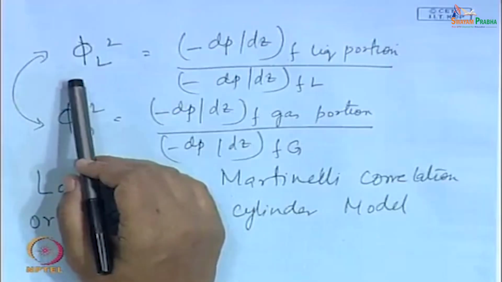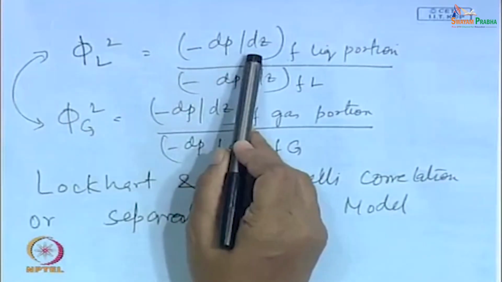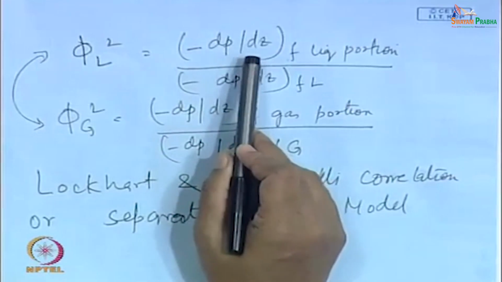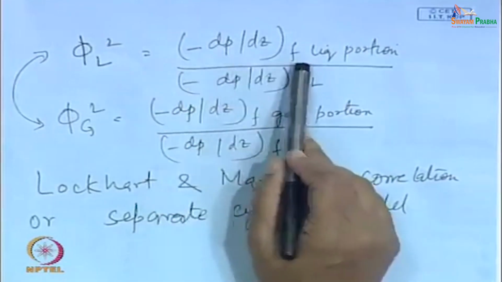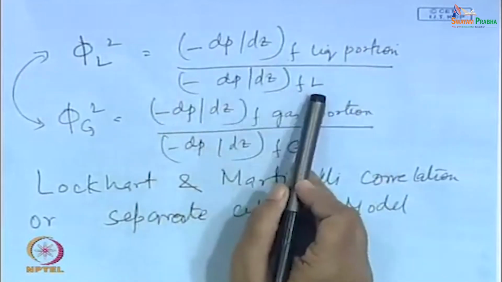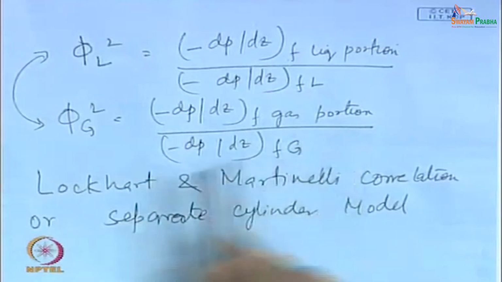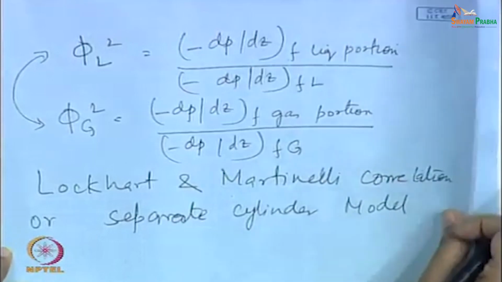Now, let us start from the basic definitions of phi L square and phi g square, and then let us see what is the analytical expression for the two. Now, in the last class, in the last slide, I had already written down phi L square. It is minus dp dz frictional for two phase, which is nothing but minus dp dz frictional liquid portion divided by minus dp dz frictional when liquid flows alone in the pipe. Similarly, phi g square was defined.